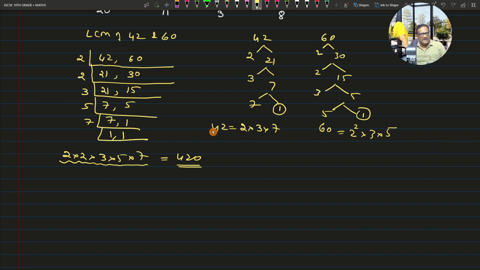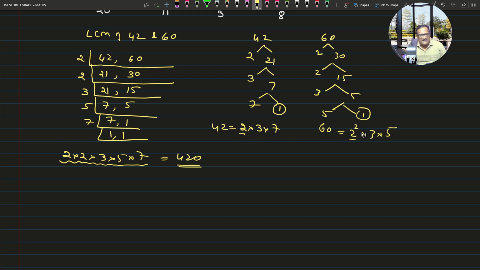Right? Now, once you get the prime factors of 42 and 60, what you have to do is take the common prime factors. So that is 2. One by one you have to take. So first I'll take 2, and I'll check which has the highest power, whether 60 has higher power or 42 has higher power.